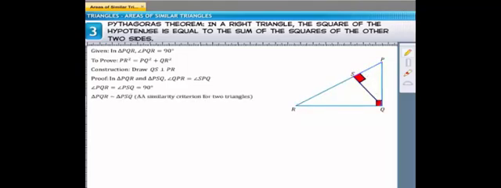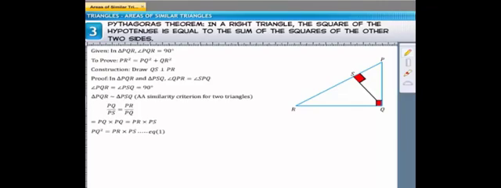Since the two triangles are similar, corresponding sides are proportional. Hence, side PQ divided by PS is equal to side PR divided by PQ. By simplification, we get PQ square is equal to PR multiplied by PS. Let's assign this as 1.